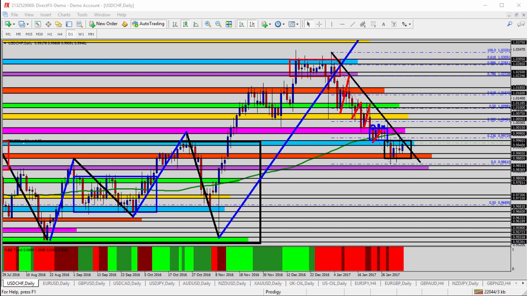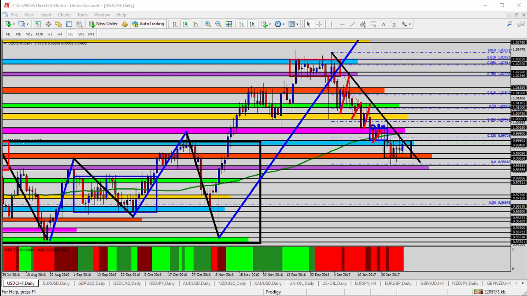Let's go ahead and get started here on the dollar franc, USD CHF. I'm on the daily time frame. The trend is still down. The black trend line clearly shows us the downtrend that we have been in since the beginning of the year. January 3rd was the top of the black trend line, the high up there.